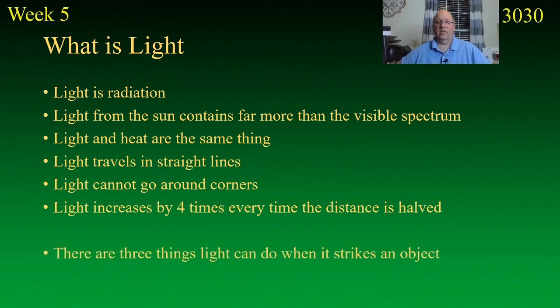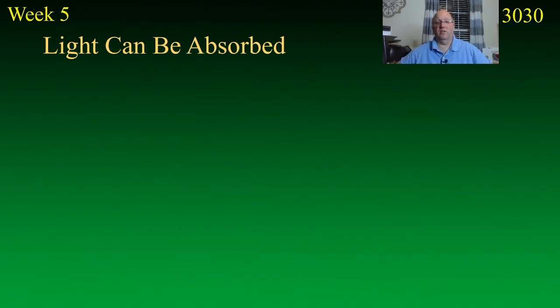And there are three things light can and will do if it strikes an object. This is very basic. How does light work? When light hits an object, what does it do? The first thing light can do is it can be absorbed. That means the light is coming towards the object, hits the object, stops. No more light. Light has stopped. And so that basically means whatever it hit absorbed the light. It's just sucked it in and it was gone.